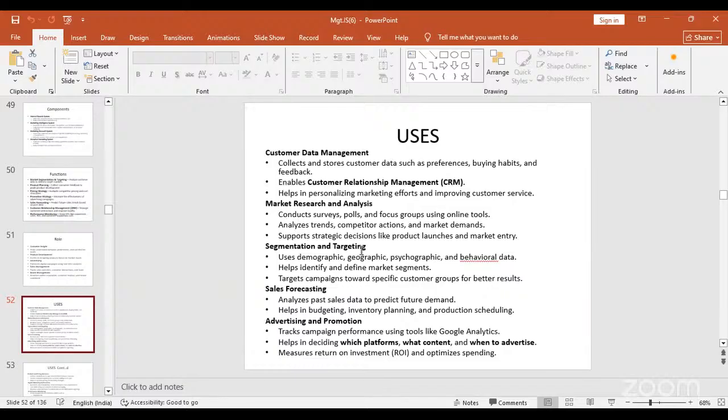Which market needs what type of products? They will focus on that. That is segmentation of the market. The market is divided into different categories and they target the customers.